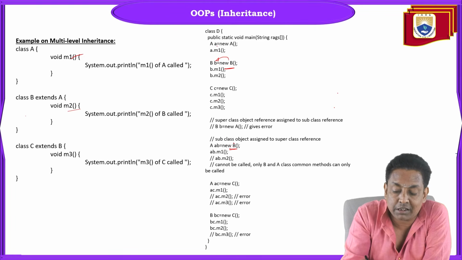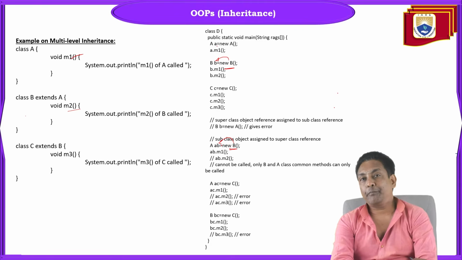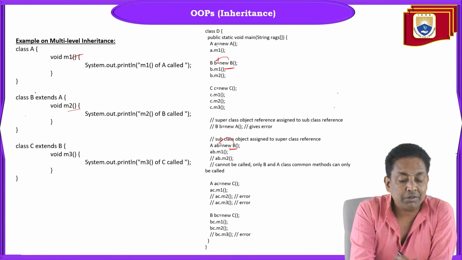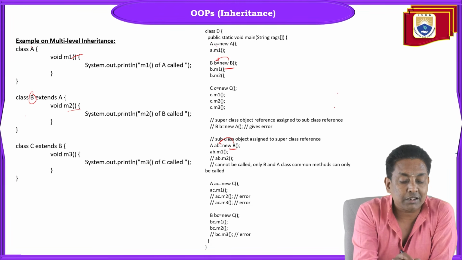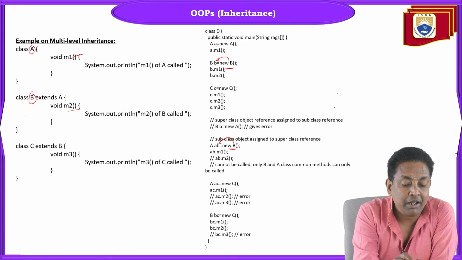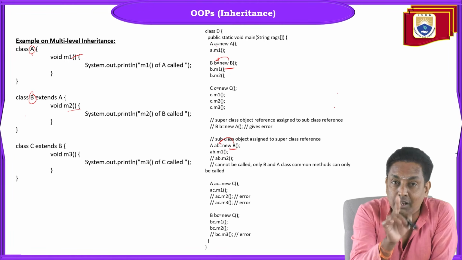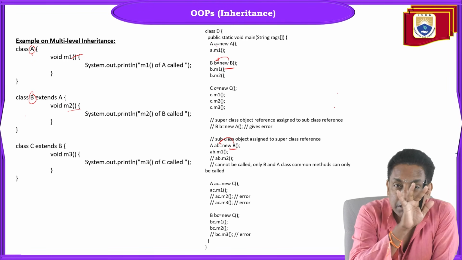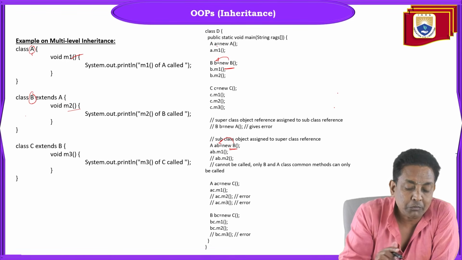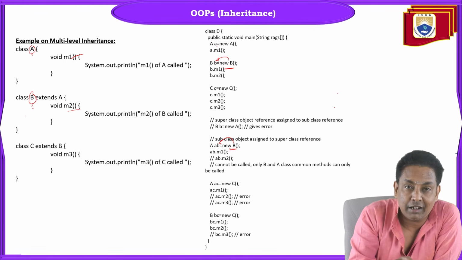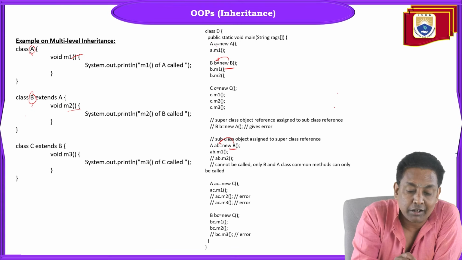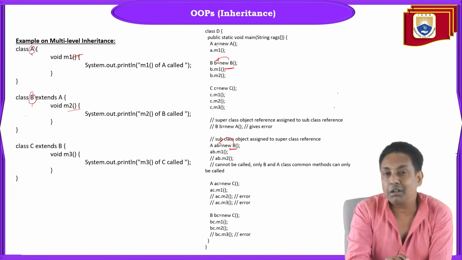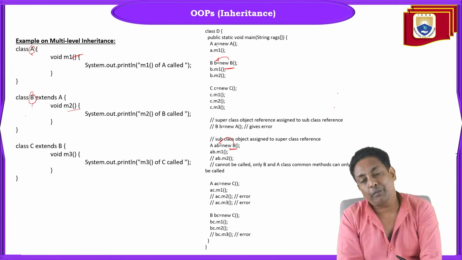Now a B class object is created and the reference is taken into A. In this case, only the methods which are common in both class B and class A can be accessed, but not the methods of B alone. The object is created for B, but the reference is taken into A. To the A reference, only the M1 method is known, but the M2 method is not known.